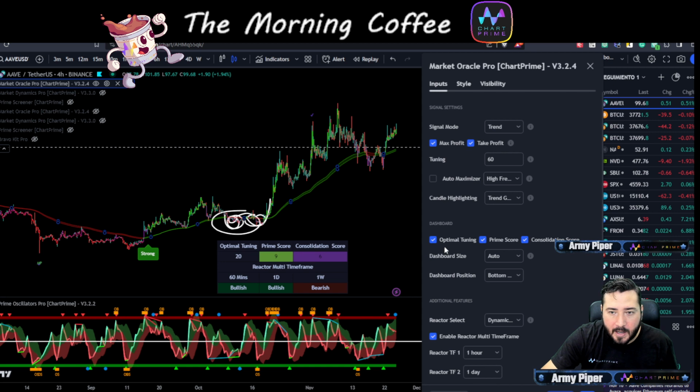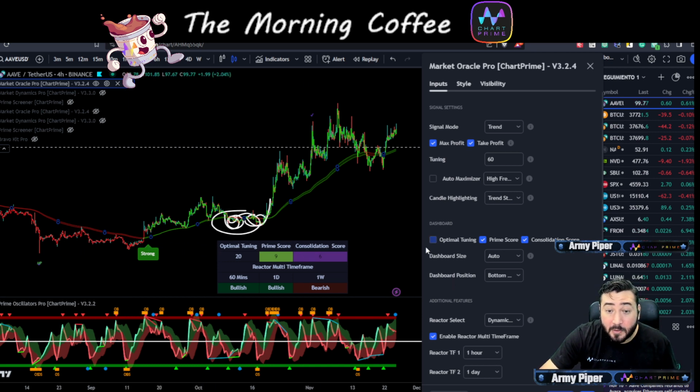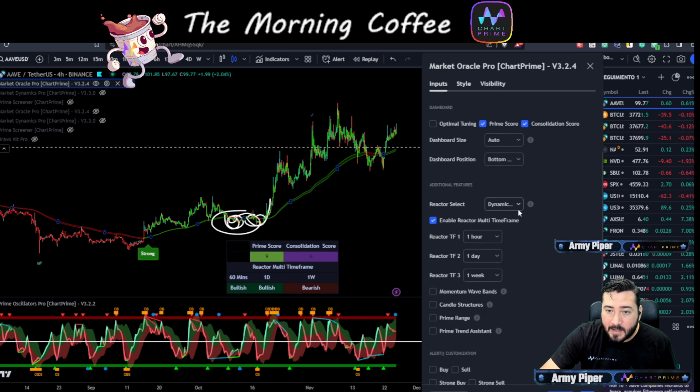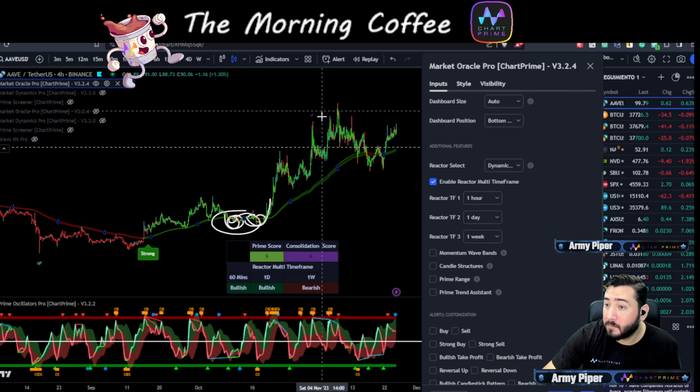I like it on trend static, so I'm going to leave it like that. As you can see, it's basically black and white or green and red. Then optimal tuning, I'm not going to be using it anymore because I already have my personal tuning, dynamic reactor. And since I'm working on the 4 hour, I want to take a look at the lower time frame and maybe two higher time frames, because usually the higher time frame is the one that is going to dictate where we are or where we could be moving forward.